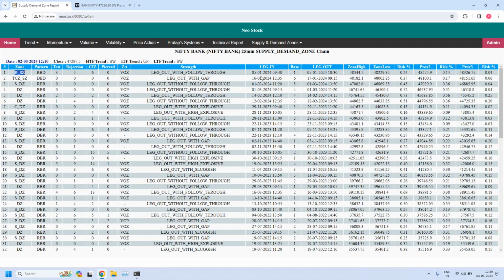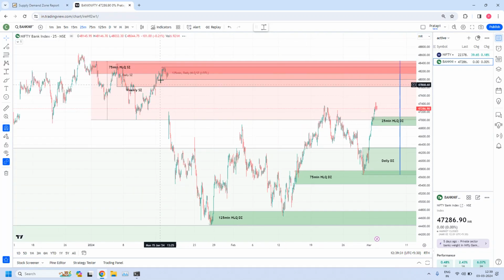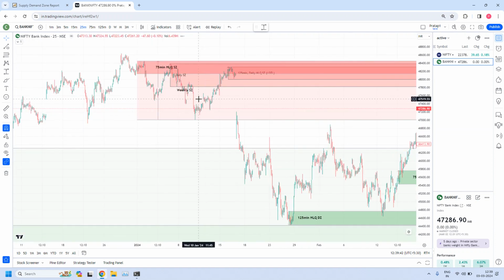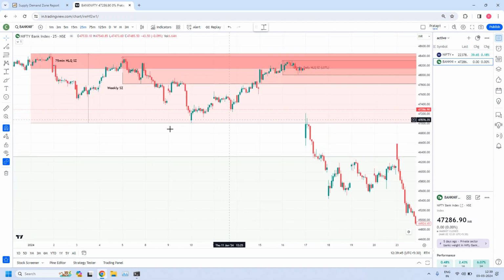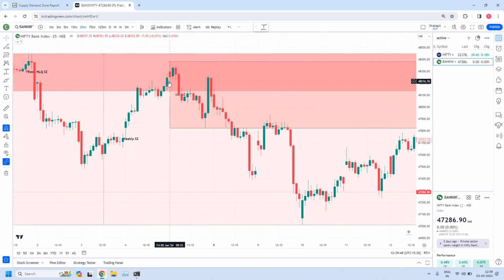So when is this? Not 15, sorry, 5th January, 940 candle. After that, one base candle. 5th January, 940. This is 5th January in this area. This is the candle, and this is the 25 minutes high liquidity.